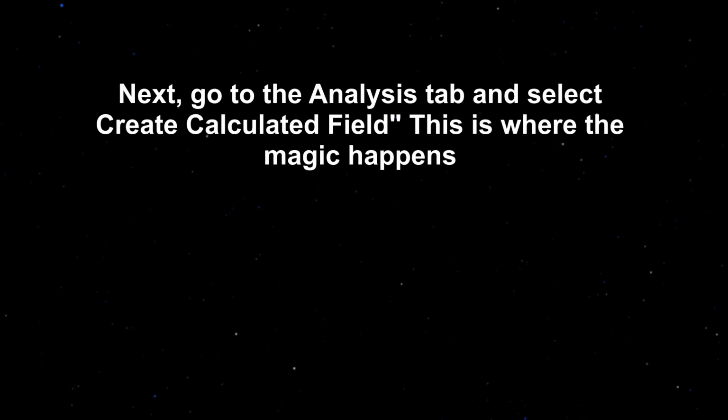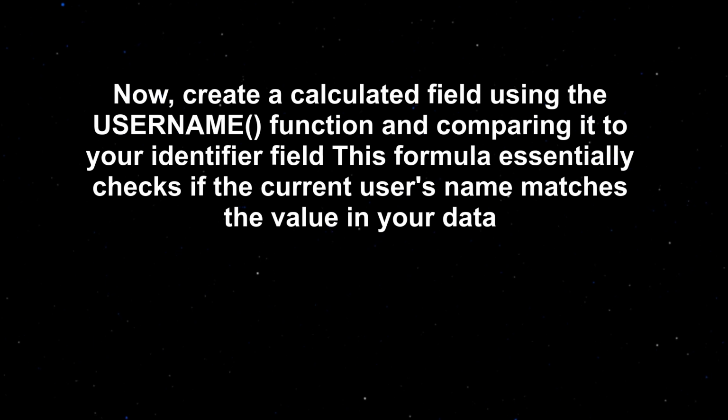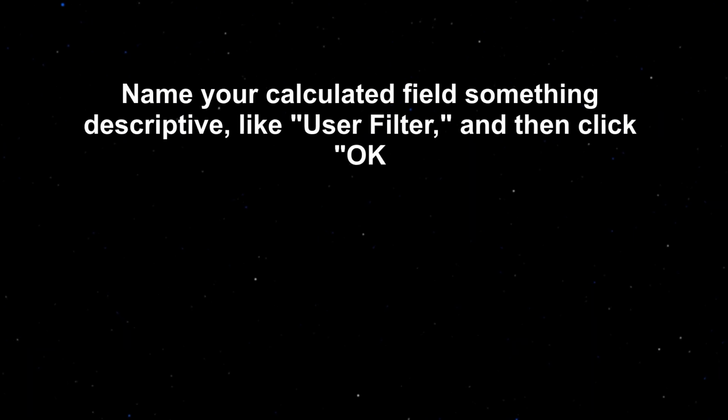Next, go to the Analysis tab and select Create Calculated Field. This is where the magic happens. Now, create a calculated field using the username function and comparing it to your identifier field. This formula essentially checks if the current user's name matches the value in your data. Name your calculated field something descriptive, like User Filter, and then click OK.